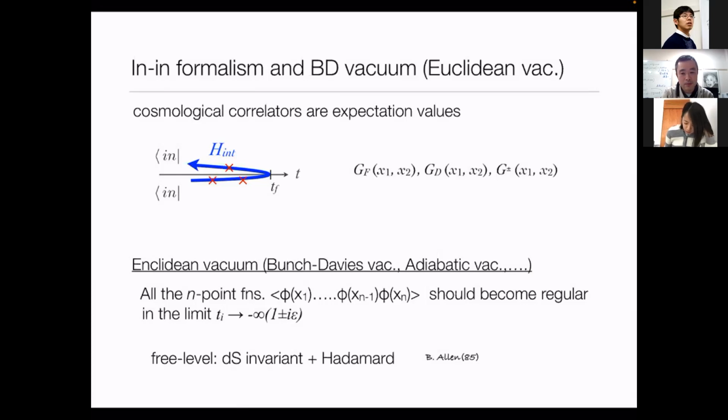And at free level, this propagator corresponds to the vacuum which is determined simply by the dS invariance and also the Hadamard condition, as was argued by Bruce Allen in 1985. As you may see from this initial condition on the Euclidean vacuum, this basically picks up the ground state of the system.